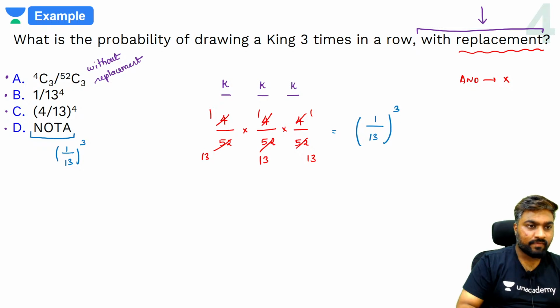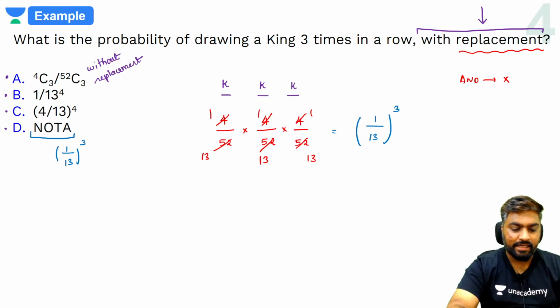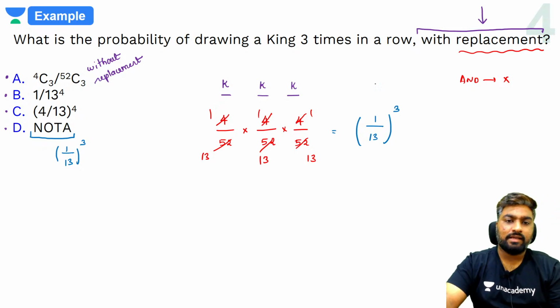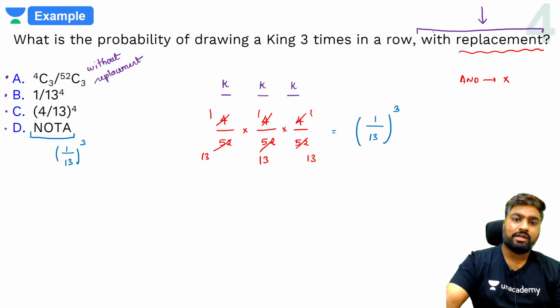Done? Who said C? Somebody said C. Ajay said C, right? Ajay, clear? Okay, why? Do you realize why C is not the answer? Done? So it's very important that you understand the difference between with replacement and without replacement.